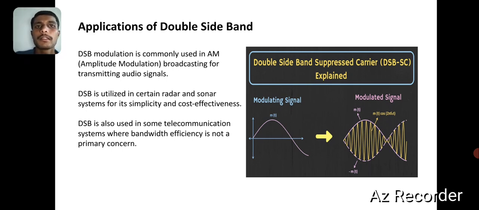Applications of double sideband. DSB modulation is commonly used in amplitude modulation broadcasting for transmitting audio signals. DSB is also utilized in certain radar and sonar systems for its simplicity and cost effectiveness. DSB is also used in some telecommunication systems where bandwidth efficiency is not a primary concern.